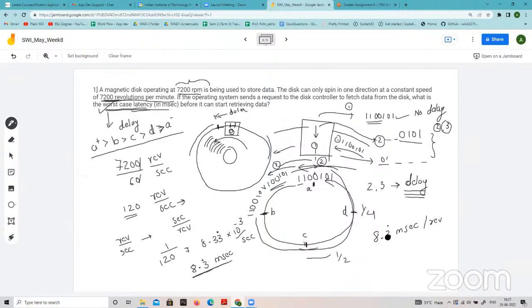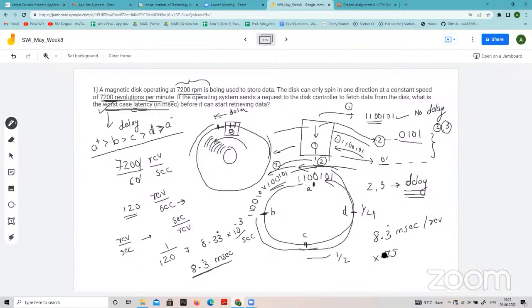So it is nothing but linear. If 8.3 is for a complete revolution, for 3/4 of a revolution, multiply the entire time by 0.75. In case of half the disk, you can say 0.5, and 0.25 and so on. So this was about the question. I hope I made the scenario clear.